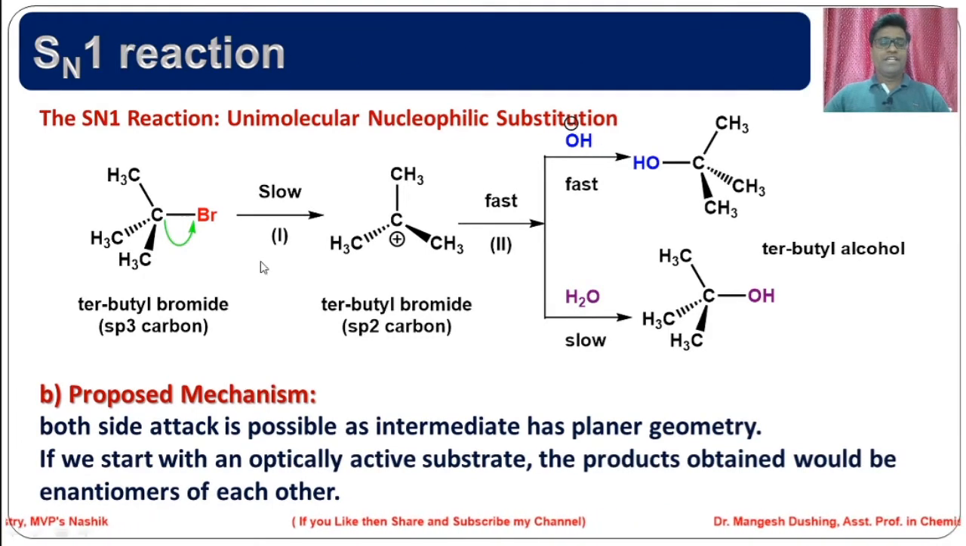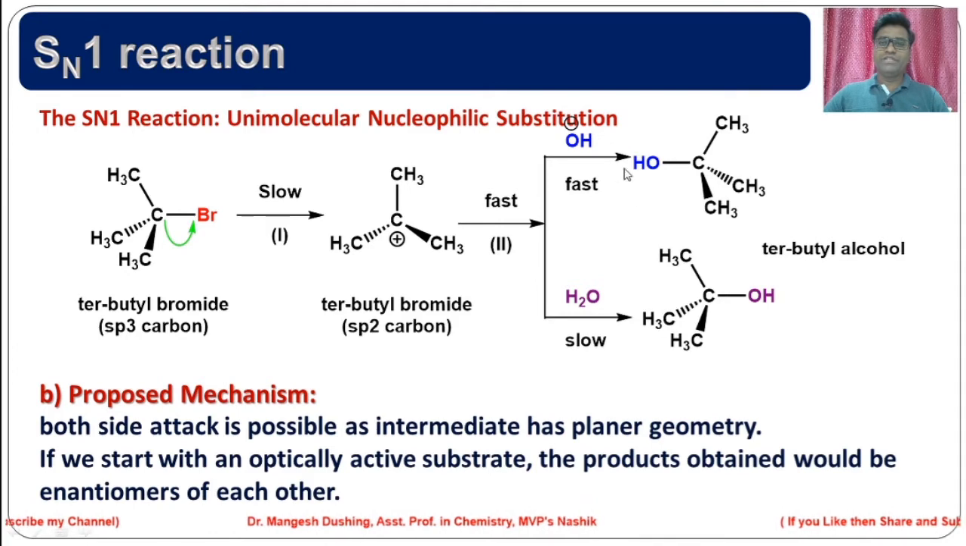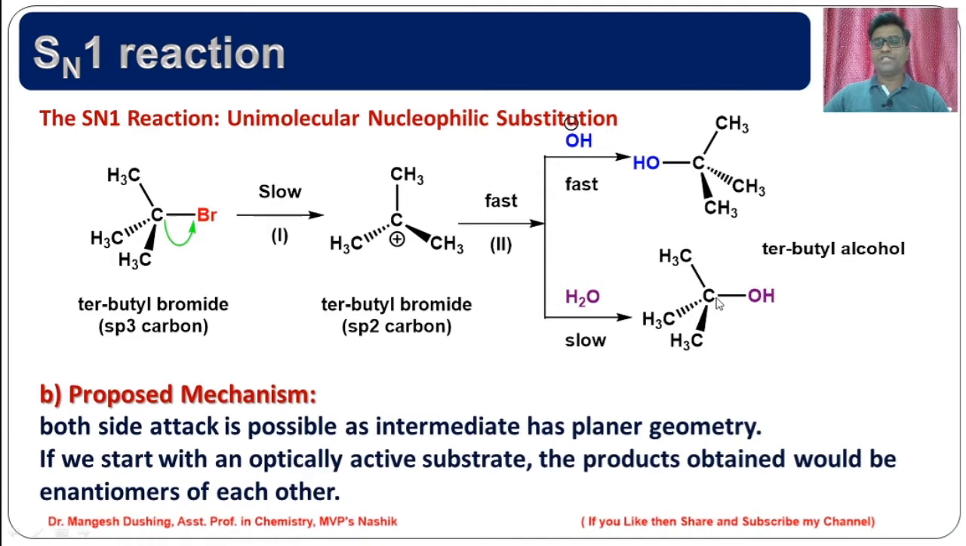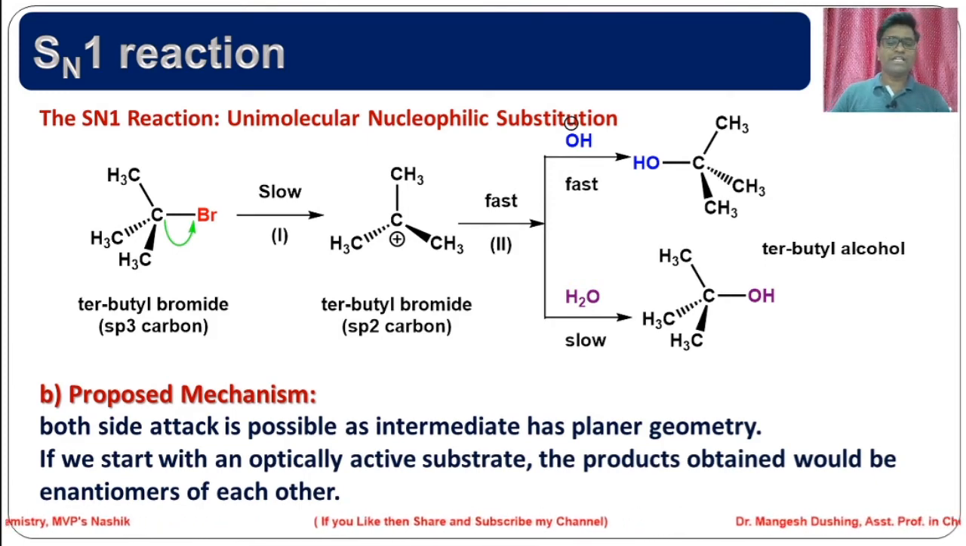Friends, suppose this is the chiral molecule, then this intermediate you will get, and nucleophile attack is possible from both sides. So, whatever products are there, those are enantiomers of each other. So, if this reaction is completed, you will get an equimolar mixture of these two enantiomers, that is a racemic mixture. So, at the end of the reaction in the SN1 mechanism, we will get a racemic mixture as a product.